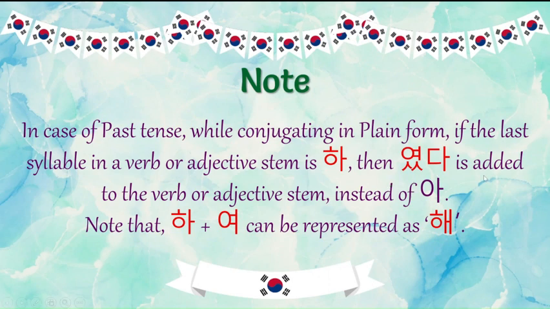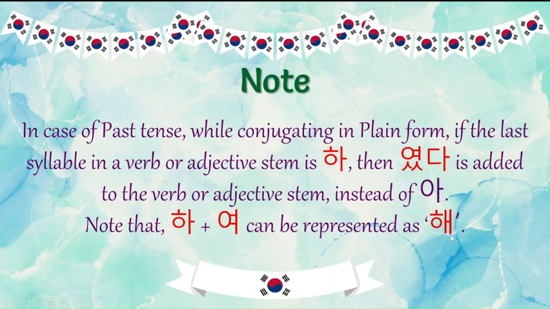Then yotta is added to the verb or adjective stem instead of a. Focus. यहाँ पर stem किससे end होगा? हा से. अगर आप last vowel check करो तो आ है. So according to the rules of conjugation for past tense, the ending should be atta, right? But no, this is not the case with hada verbs and hada adjectives. Whenever the adjective or verb stem ends in ha, then the ending is going to be yotta. And further, ha and yo, they get merged and it becomes he.